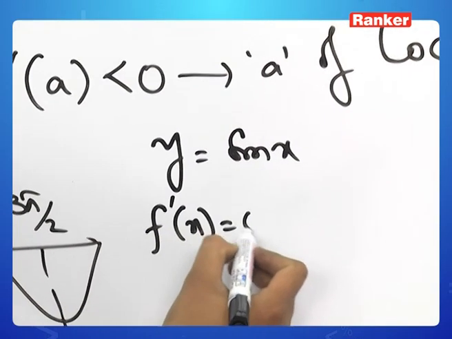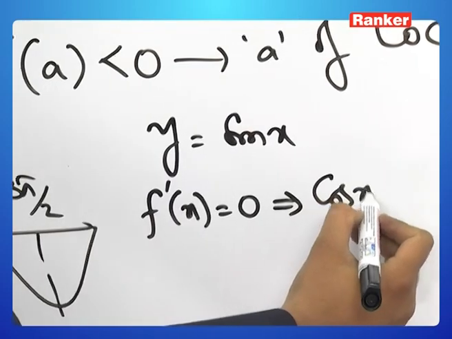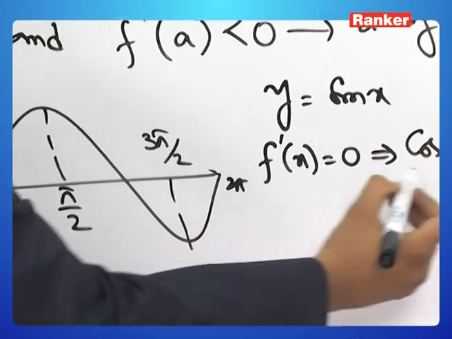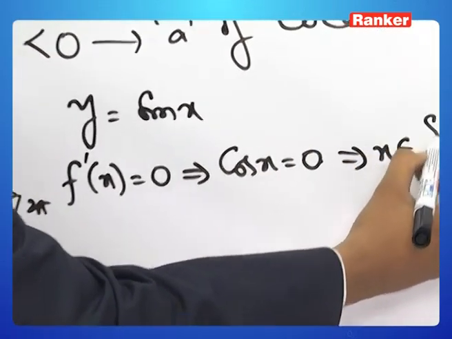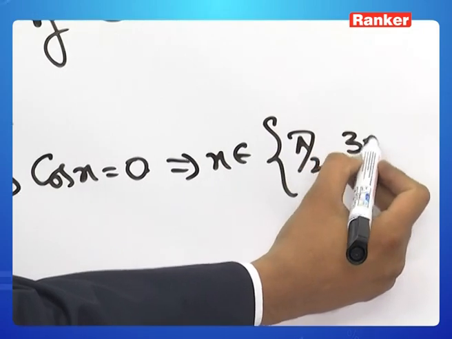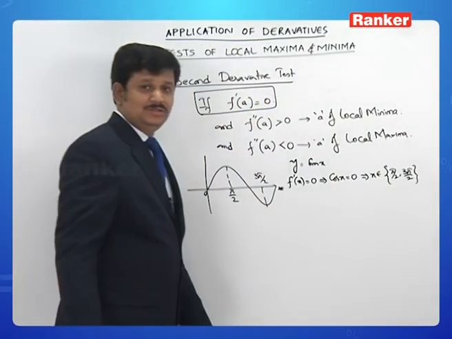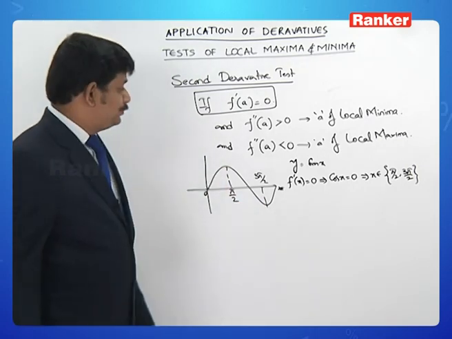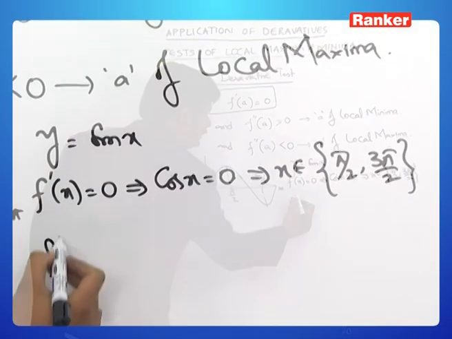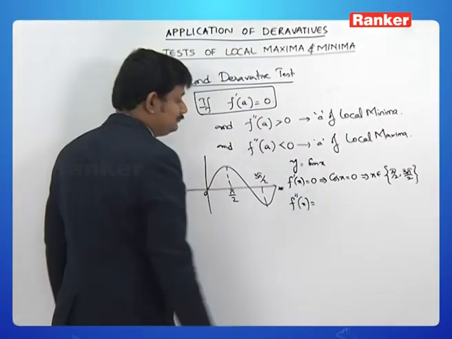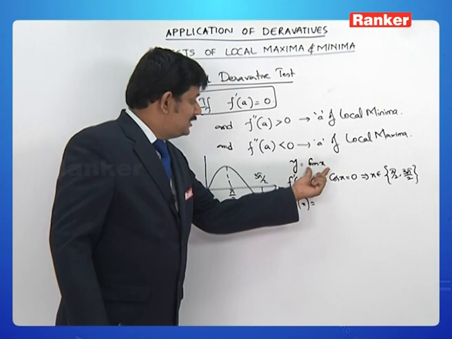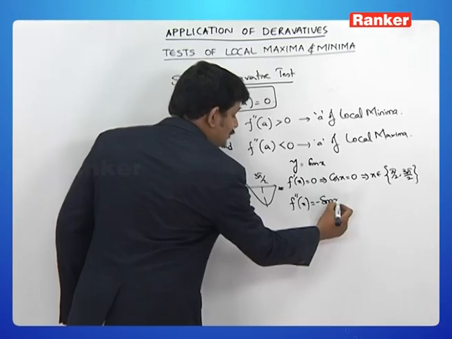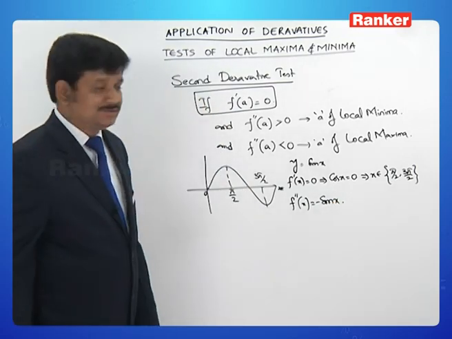F dash x equal to 0 implies cos x is equal to 0, and cos x is equal to 0 between 0 to 2 pi at pi by 2 and 3 pi by 2. Cos pi by 2 is 0 and cos 3 pi by 2 is 0. So, we have two critical points because derivative is 0 at these 2 points. Now, let us observe f double dash of x. Differentiating sin x, we got cos x, and differentiating cos x, we would be getting minus sin x. So f double dash of x is minus sin x.